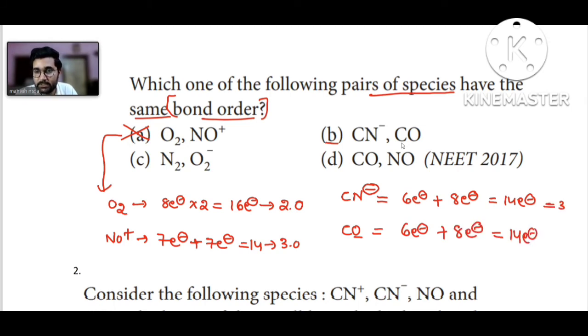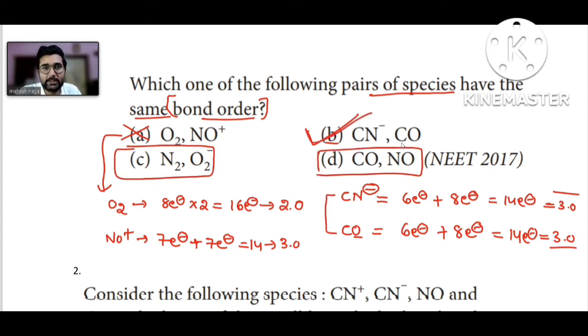That means 3.0 and 3.0. The bond order is 3 in both species. So B is our correct answer. I leave you to calculate the bond order for the remaining options for practice purposes.